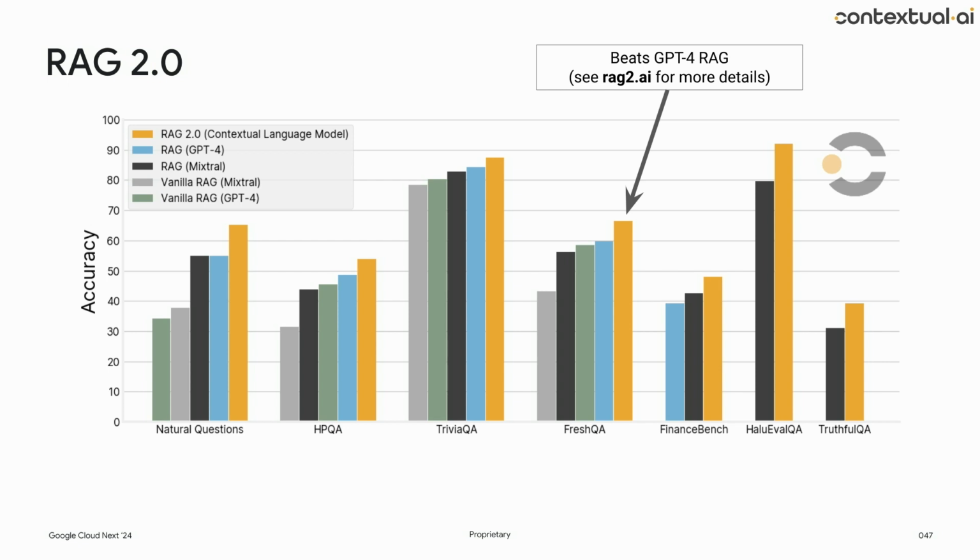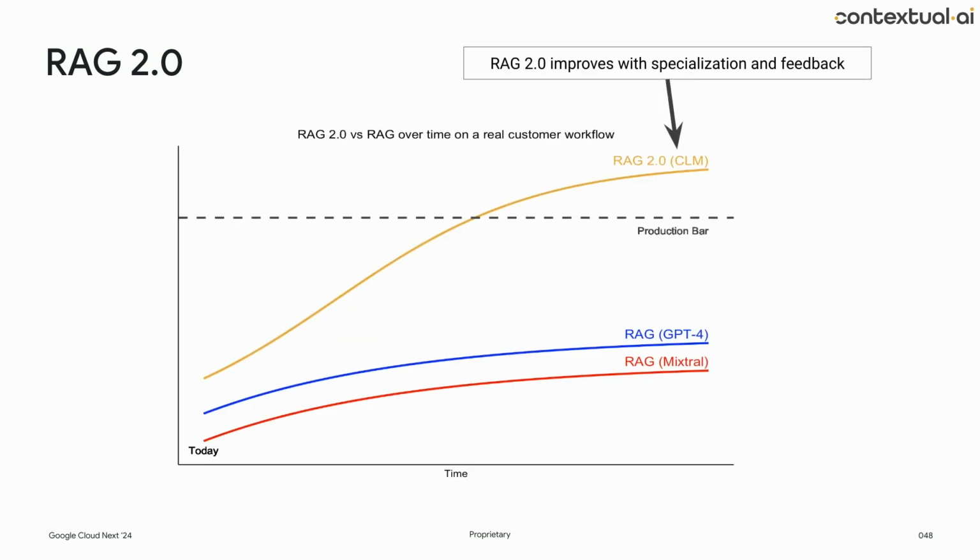So RAG 2.0 beats the GPT-4 RAG-based model out of the box on specific RAG benchmarks, which actually capture the 5 problems we discussed initially, which are preventing the enterprises from moving into production. So on hallucination, freshness, and a few other topics, RAG 2.0 beats even GPT-4 when it's combined with RAG there. So RAG 2.0 also improves over time.